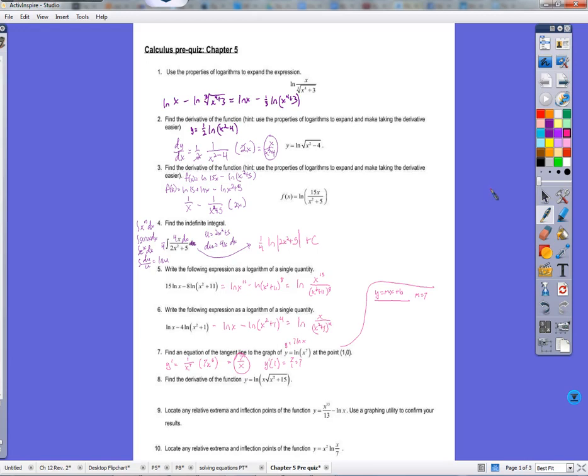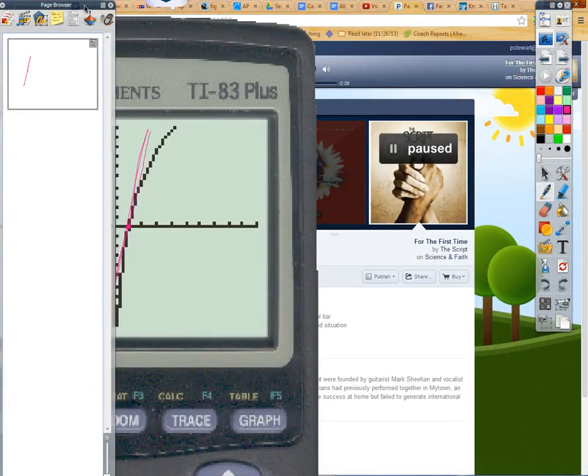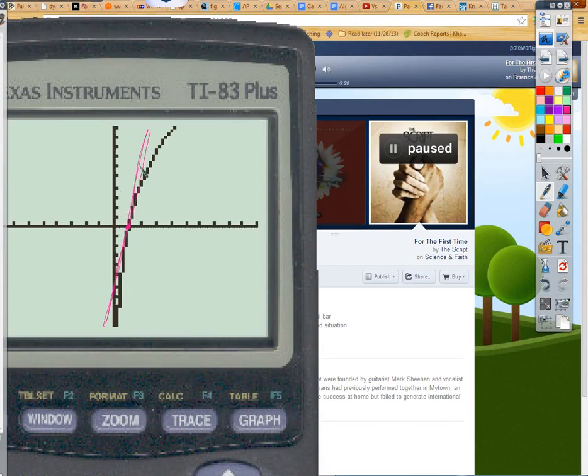Oh, okay. I did not find the y-intercept. I don't know why I thought I did. I found the slope. The slope was 7 over 1.